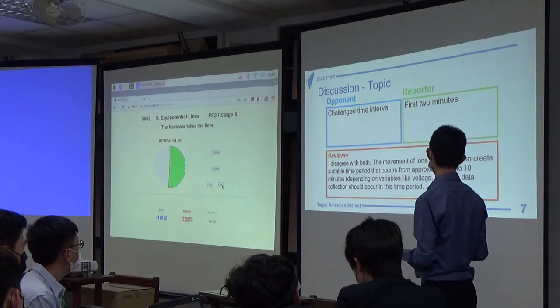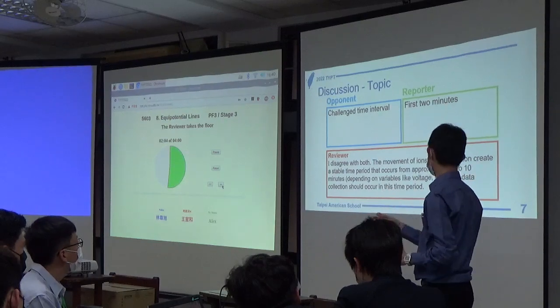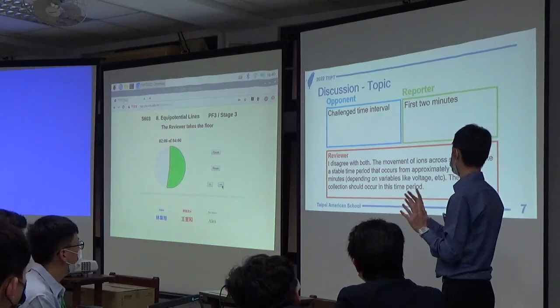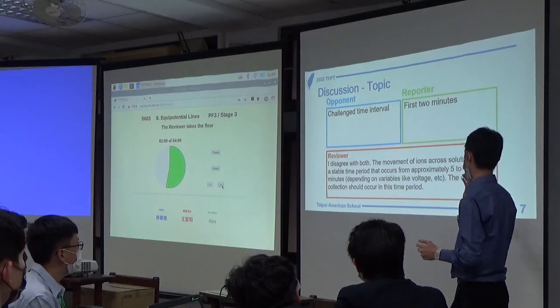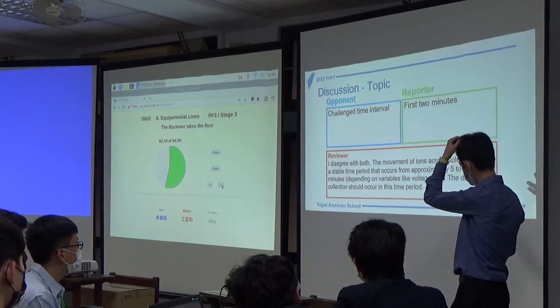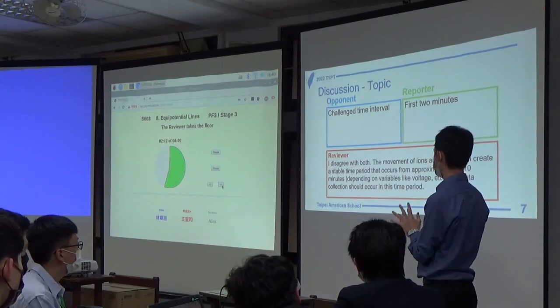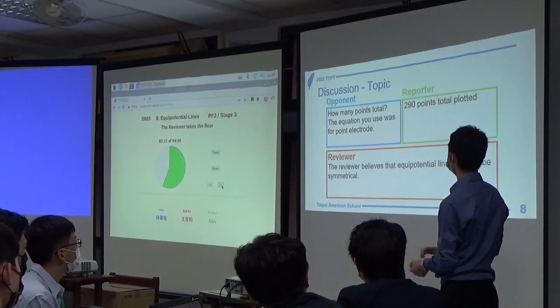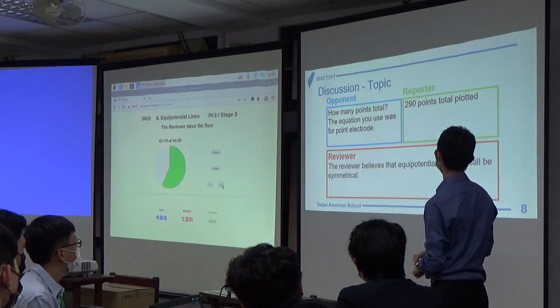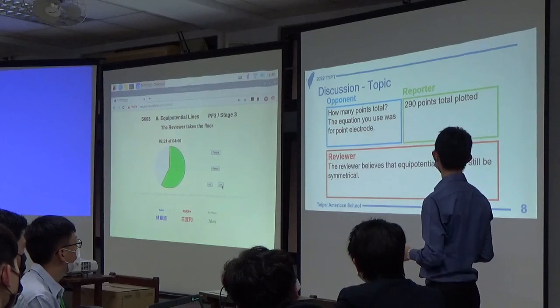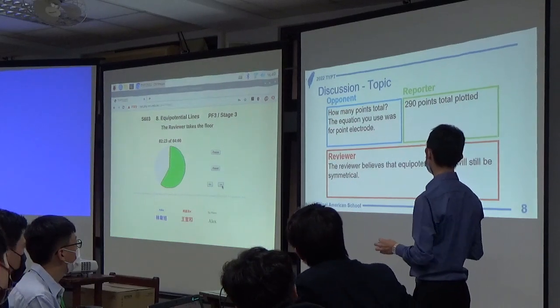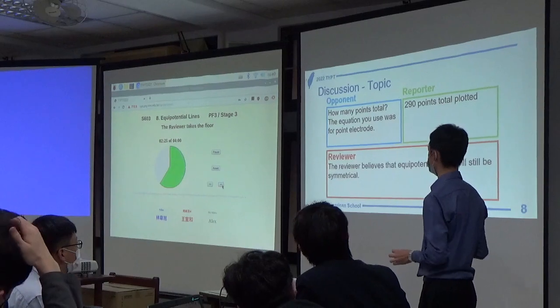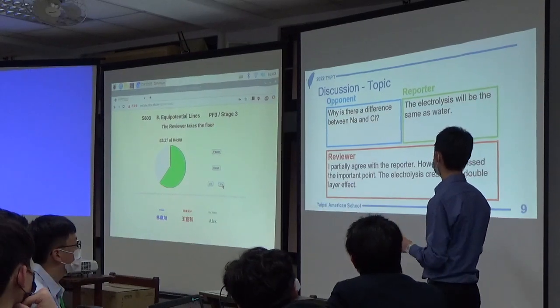Moving ions across the solution creates a stable time period that only occurs from approximately 5 to 10 minutes. Note how these depend on variables like voltage, threshold voltage, etc. The data collection should occur in this stable time period. Next discussion topic was how many points total. The equation used was for a point electrode. The reporter said they used 290 points total. The reviewer thinks that the equipotential lines will still be symmetrical even if the z direction is different.